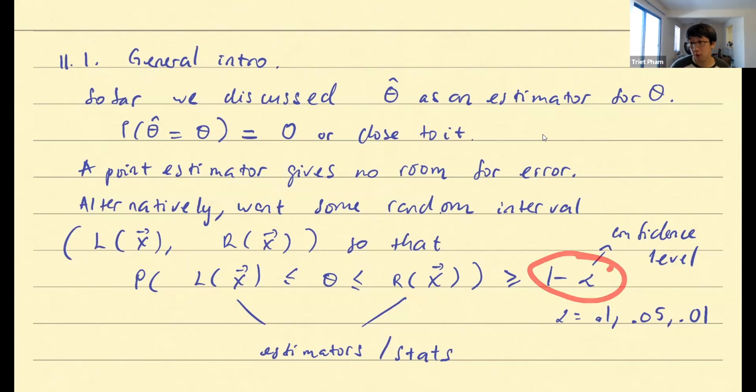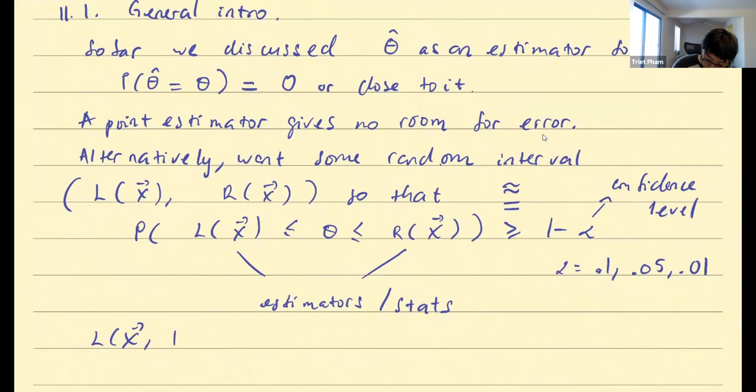And that error is reflected through alpha. Usually I think we try to hit equality here, but greater than or equal is fine, approximately is fine. But the idea is to find two points like this so that your theta is smacked in between these two random points with some probability. And when you can come up with this, then this will be called a confidence interval. L(X), R(X) is a confidence interval for theta. And the goal of this section is to find how to find a typical confidence interval for an unknown parameter theta. So that's the idea.